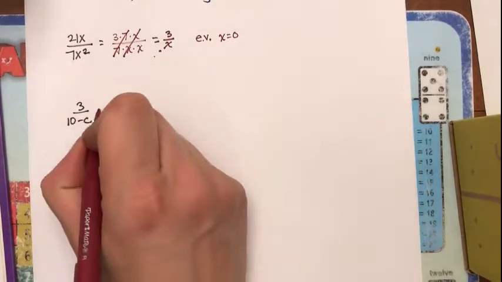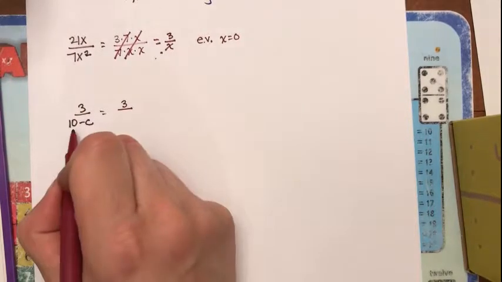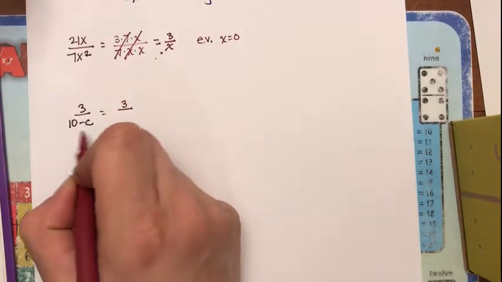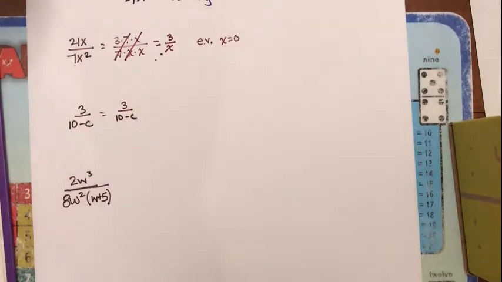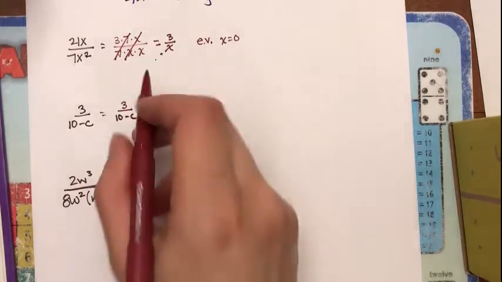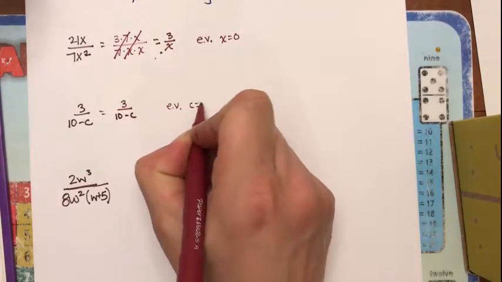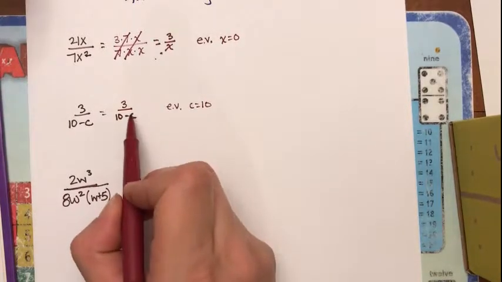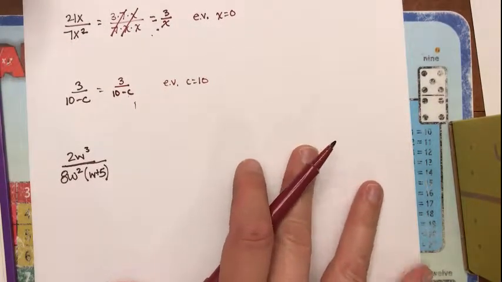If I look at my next one, when I factor the numerator, that's just 3. When I factor the denominator, this isn't really following any of my factoring rules. That's just 10 minus c, that is in simplest form already. So my excluded value here is just going to be c equals 10, because c is not allowed to be 10. That would give me 0 in the denominator.